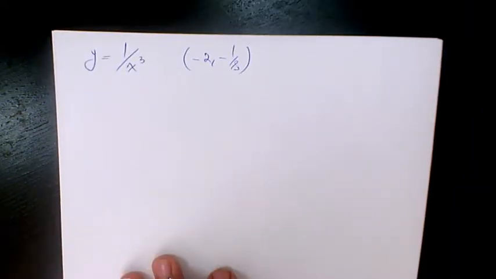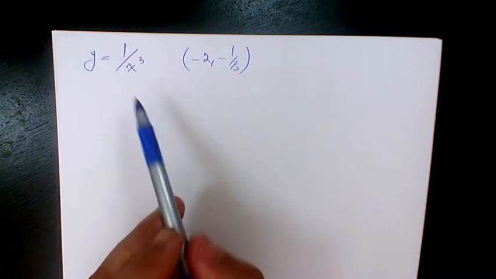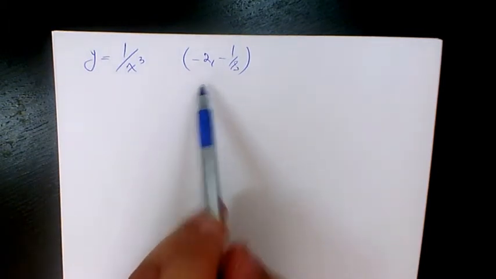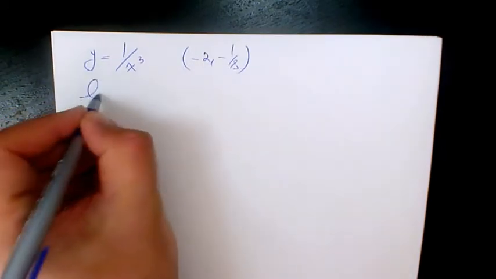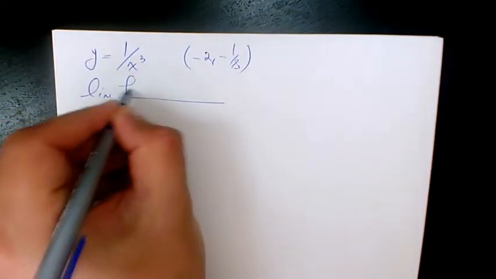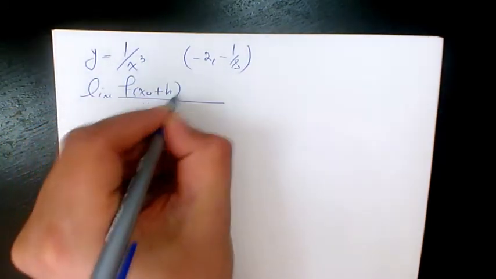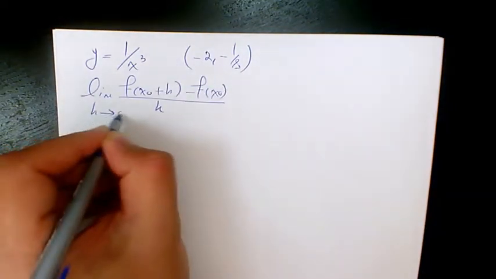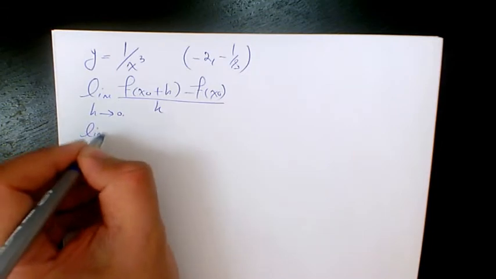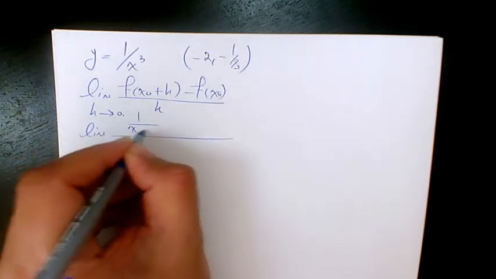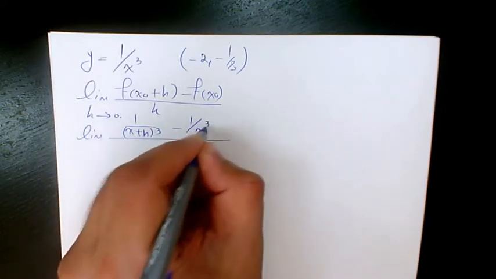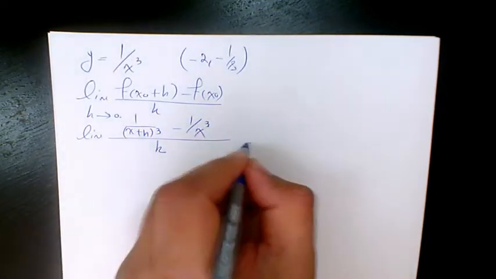Next example is y equals 1 over x cubed, at this point, -2 and -1 over 8. So again, limit of f of x naught plus h minus f of x naught divided by h when h approaches 0. So it's going to be limit of 1 over (x plus h) to the power of 3 minus 1 over x to the power of 3, divided by h.